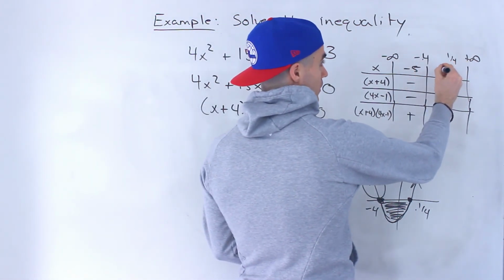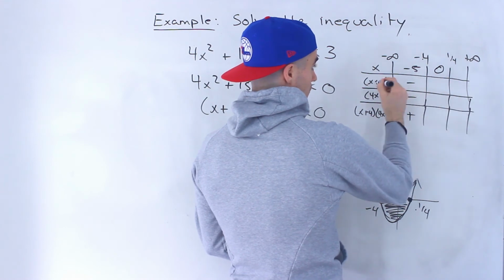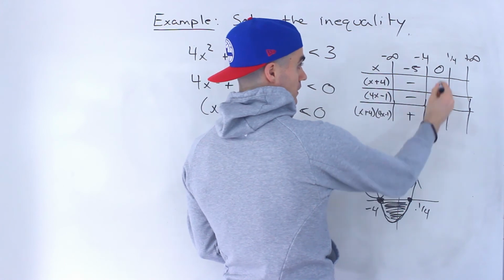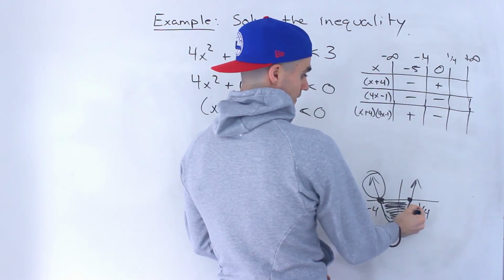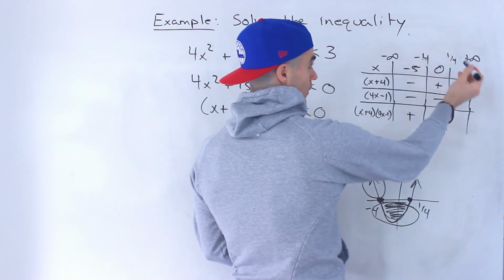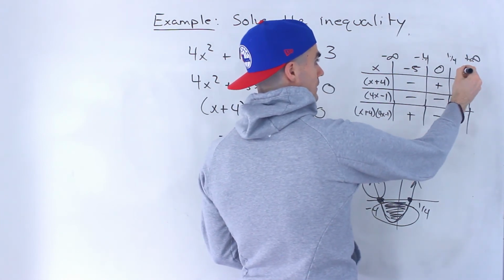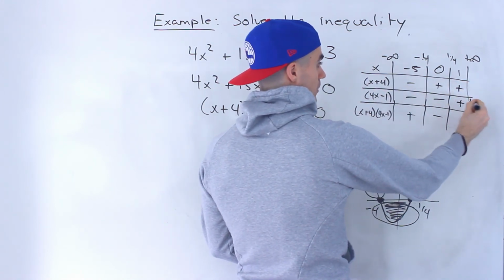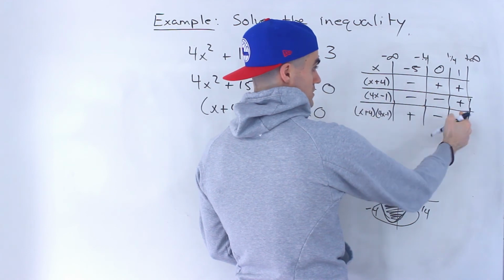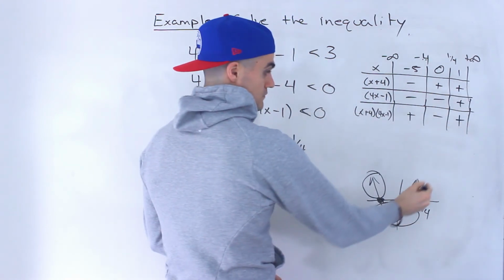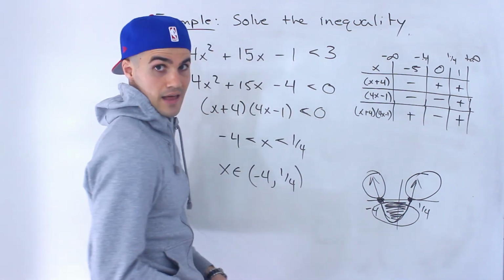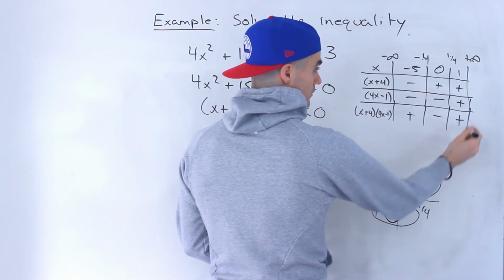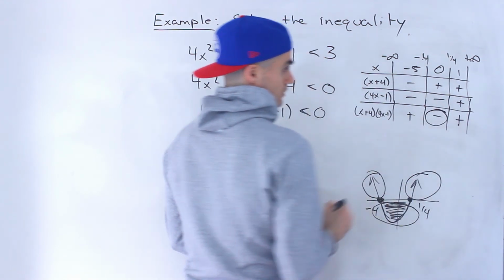Between negative 4 and 1 over 4, the easiest one is 0. Plug in 0 here, we would get a positive 4 and a negative 1. Multiply these, it's negative. And that's this area right here between negative 4 and 1 over 4. And then between 1 over 4 and infinity, let's pick positive 1. Plug in 1 here, that would be positive 5. That's a positive value, right? 4 times 1 minus 1 is 3. Multiply these two, it's positive. So notice we see that in the diagram as well. For x values between 1 over 4 and positive infinity, the y values are positive.